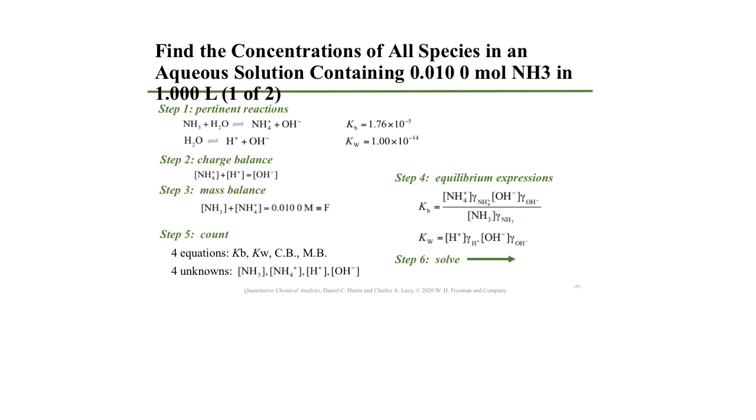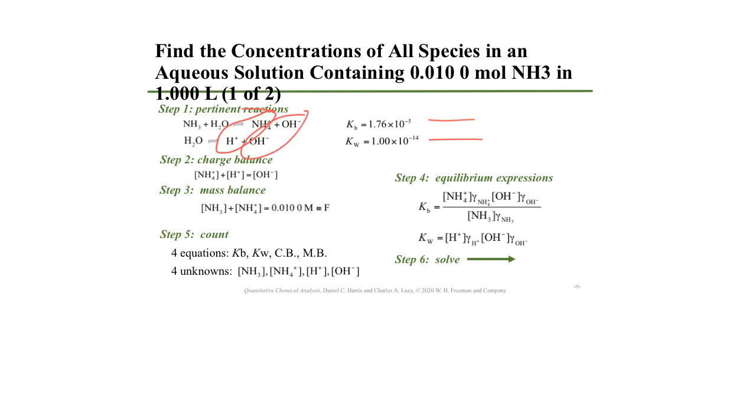So here's a relatively simple one, right? All the species in an aqueous solution that has 0.01 molar NH3 in 1 liter. So now you know the concentration. So what are the considerations? Well, NH3 and H2O. So write a charge balance. Charge balance says that you've got NH4 plus and H plus, and then you've got only OH minus.